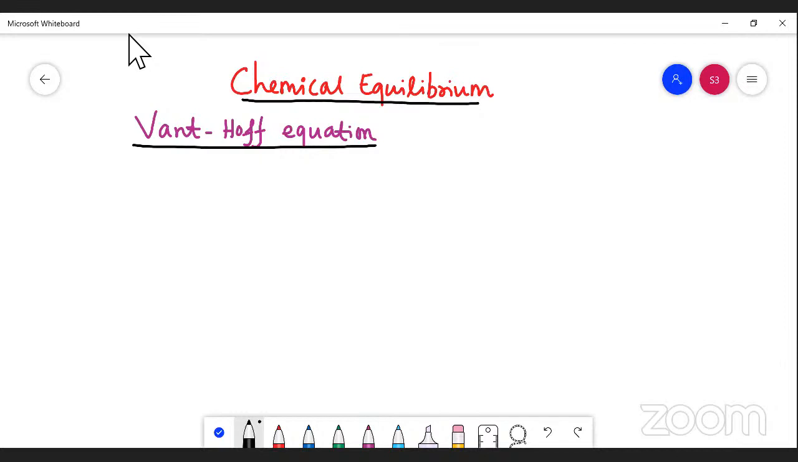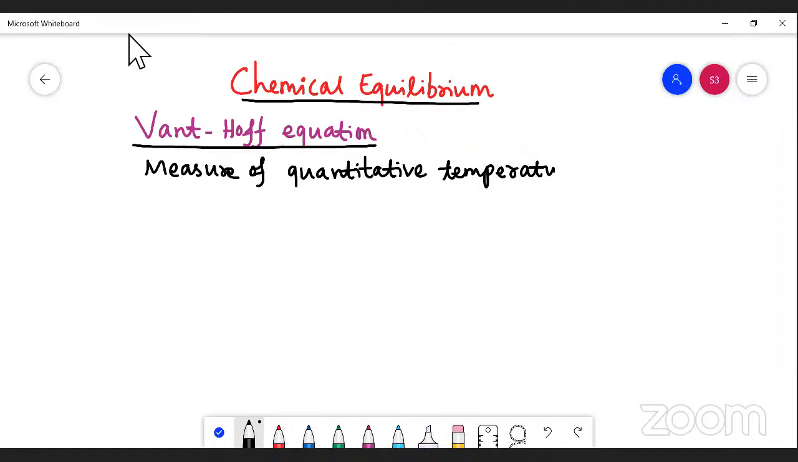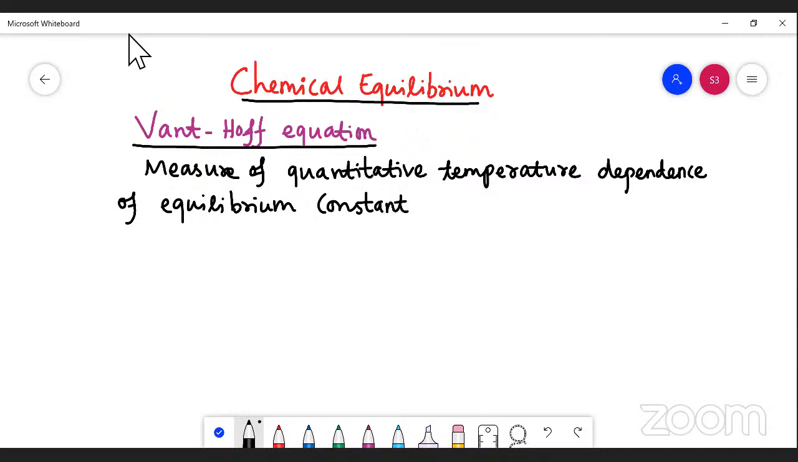the quantitative temperature dependence of the equilibrium constant. Okay, so from that it is very clear. We are going to take that as it gives a relation between temperature and also the equilibrium constant.